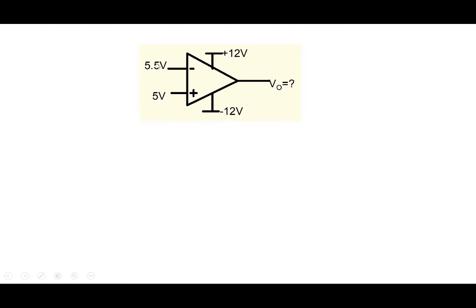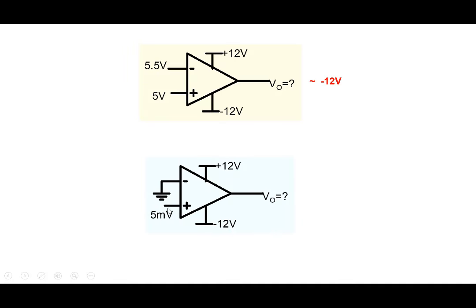For example, if we have 5.5 here and 5 here, what is going to be the output voltage? 5.5 is greater than 5, so the effective negative voltage is larger, and therefore the output is going to be minus 12. It will saturate to the negative supply voltage. On the other hand, if we apply 5 millivolts here, it will saturate to the positive supply voltage.